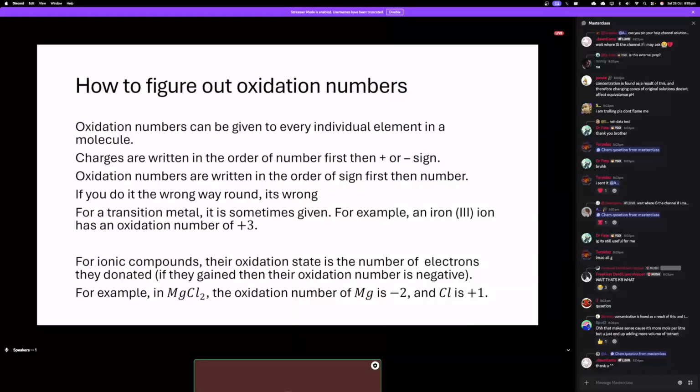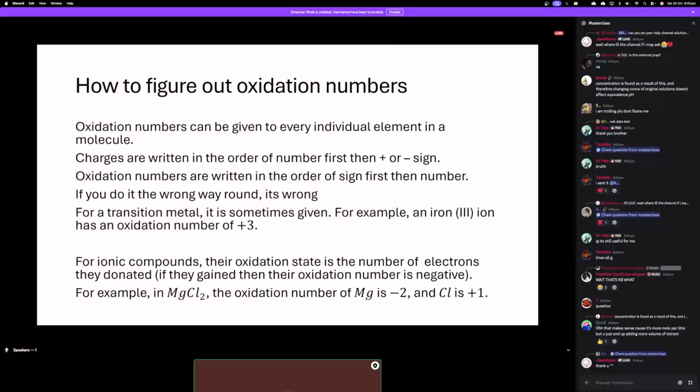So maybe the oxidation number for copper might be +2, versus the ion being Cu 2 plus. The charge is 2+, and the oxidation number would be +2. Big difference, right? The other way round, it's just wrong. For transition metals, it's sometimes given: in iron 3 ion, the 3 here tells you the oxidation number is +3.